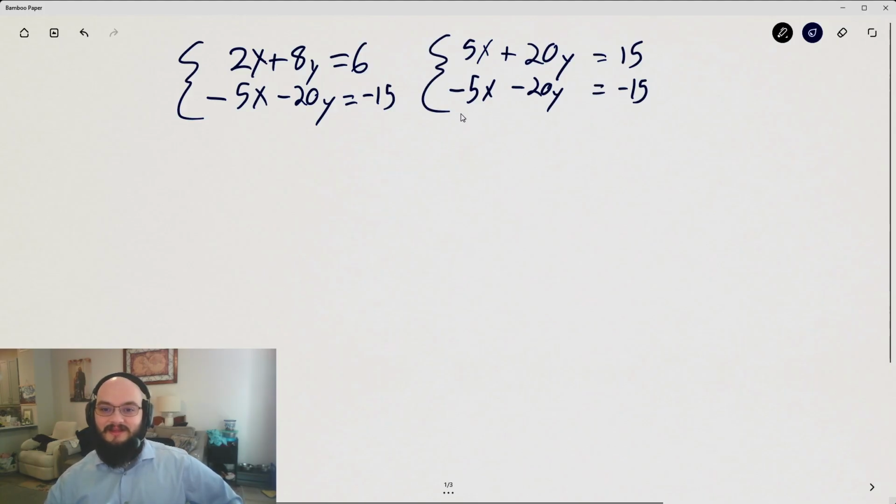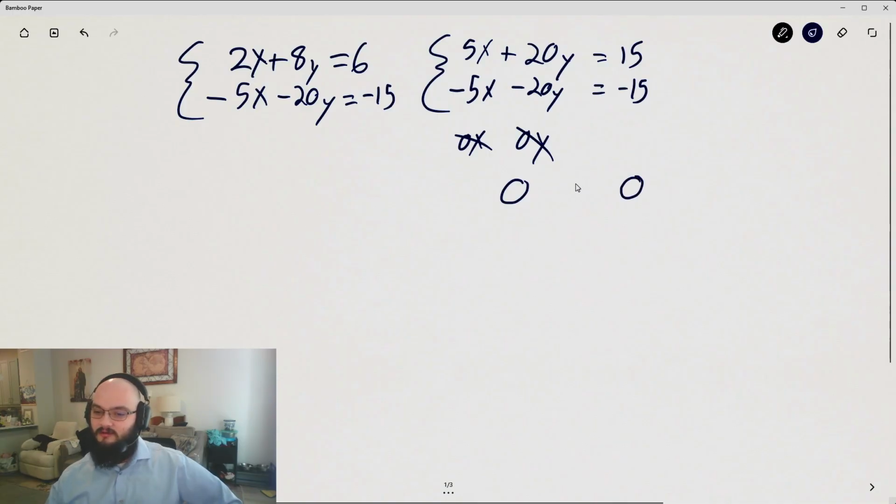Now, let's do our addition down to cancel stuff out. 5x plus a negative 5x is 0 x's, so we'll disregard that. And then we have 20y's plus negative 20y's is 0 y's, so we can disregard that as well. This whole side is now equal to 0. 15 plus negative 15 is also 0. We have wound up with a true statement of a constant equal to itself. By the reflexive property, we know that this is true. 0 is equal to 0.